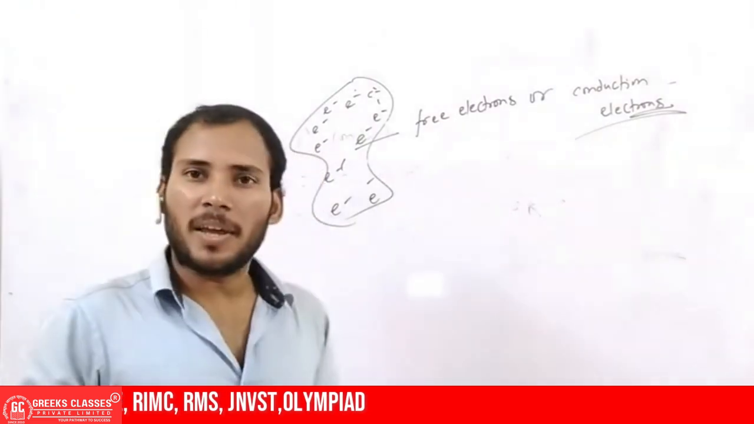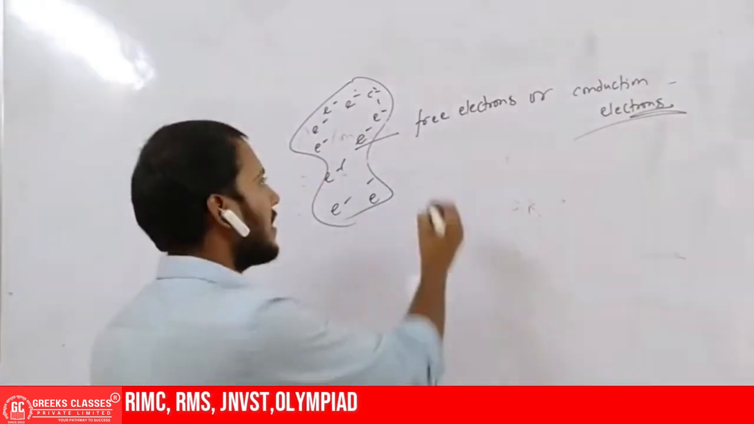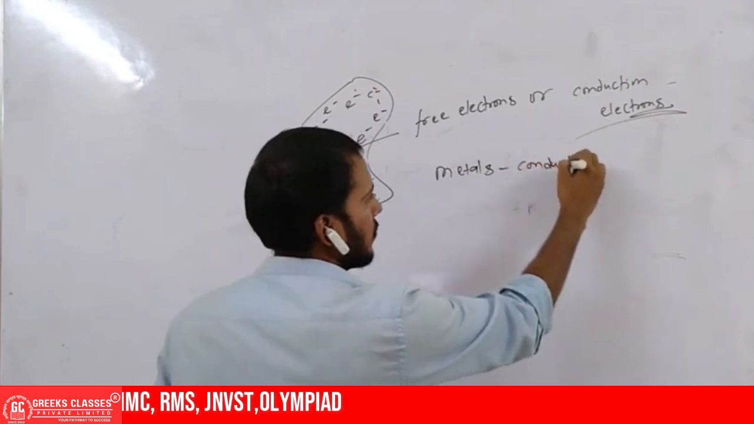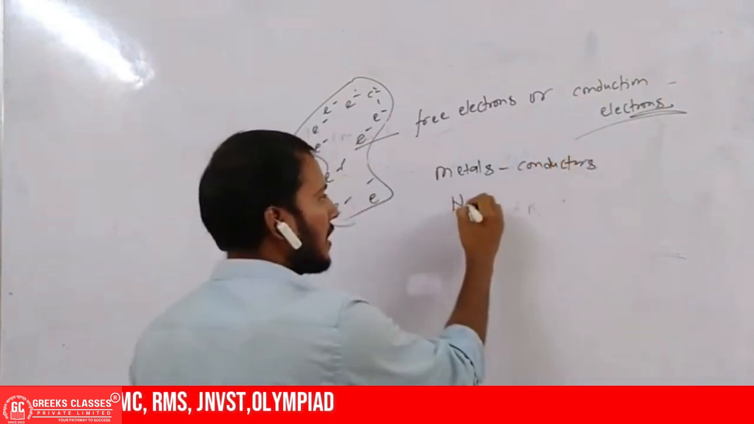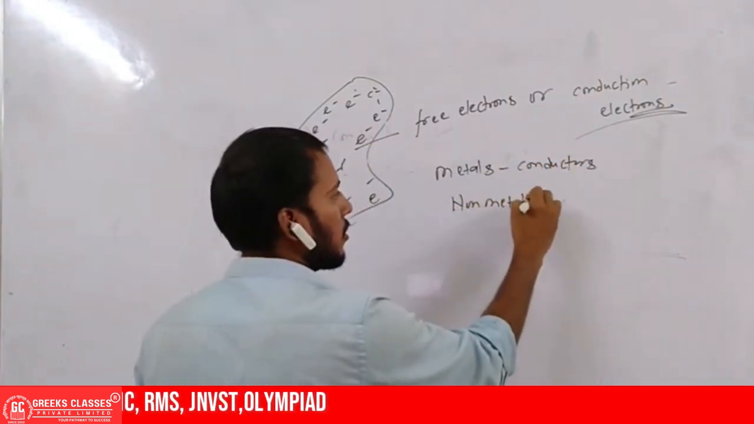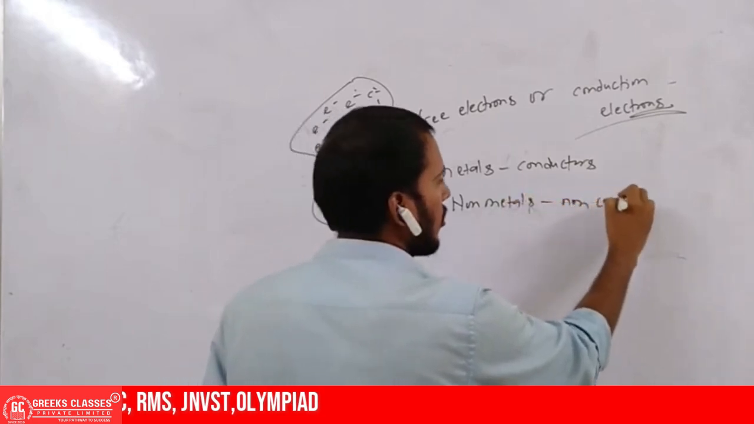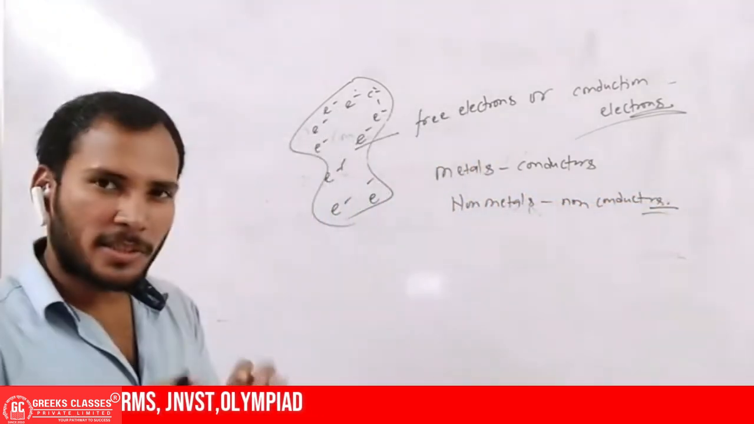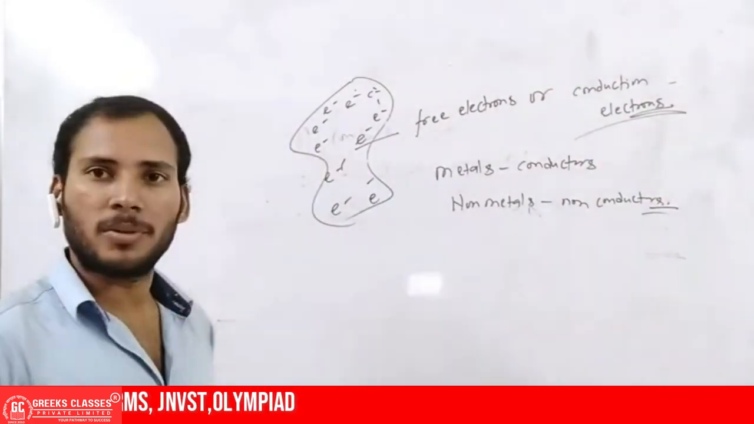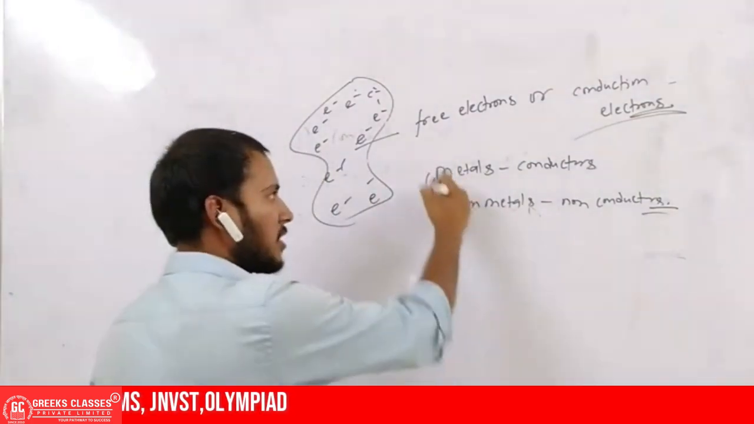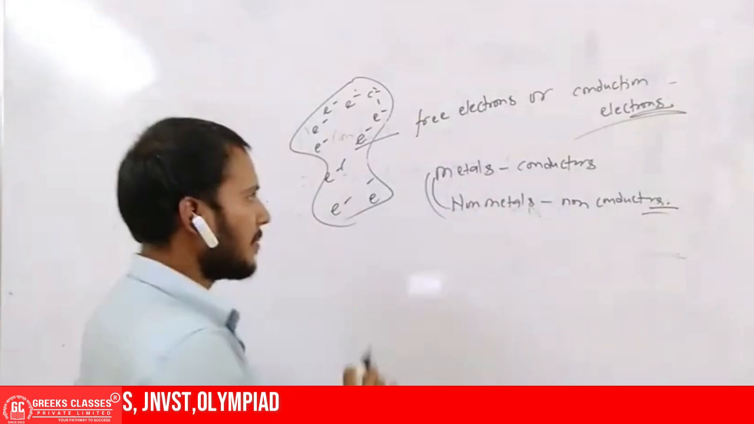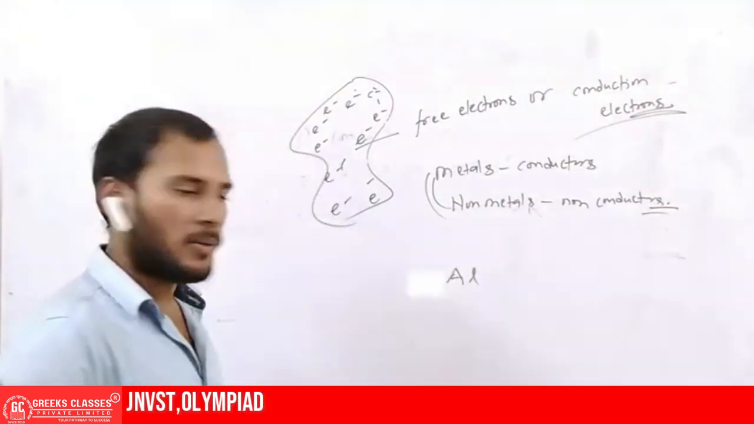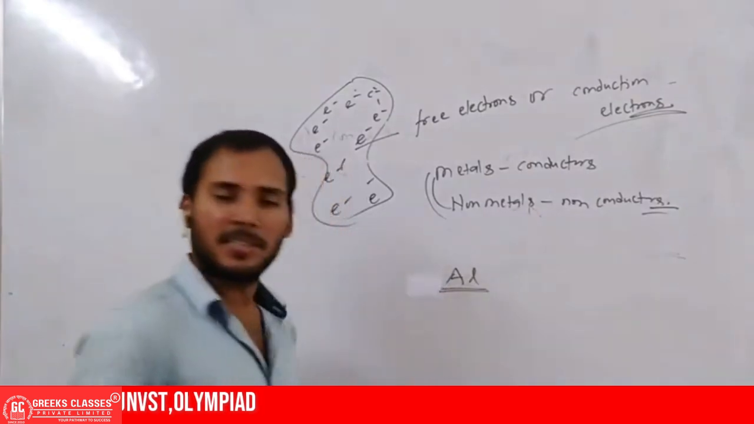First of all, normally all the metals are conductors and non-metals are non-conductors. Why? I'll take one minute of yours and explain it using chemistry. So first of all, get a metal. Just take an example of a metal like aluminium.